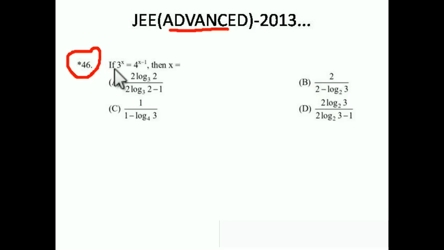Now, what they say: if 3 raised to x is equal to 4 raised to x minus 1, then what is the value of x? Now, we all know that we have to apply log here, but before going to that, we have to check the options. Here, in option A, the base is 3, you can see log 2 with the base 3. In option B, we have base 2. In option C, we have base 4. And in option D, we have base 2. That means we have 3 different bases, that is 2, 3, and 4. So we have to apply these 3 bases and take the log. Now let's see what we have.